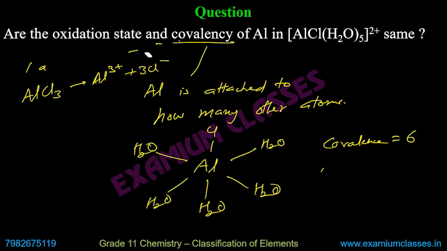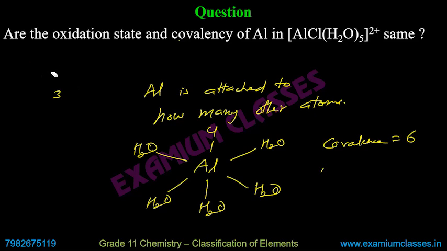To calculate the oxidation state, the sum of all oxidation states should be equal to the overall charge. When I considered, say, OF2, I added up all the oxidation states, and I said that the sum should be equal to 0. Why? Because there was no charge. But here, the charge on this one is plus 2. It means the sum of all oxidation states should be equal to plus 2.